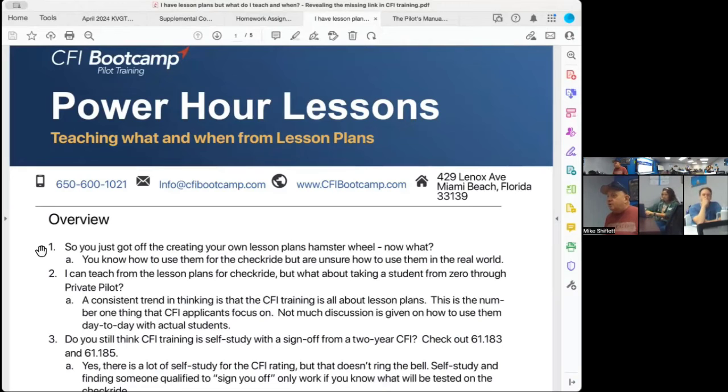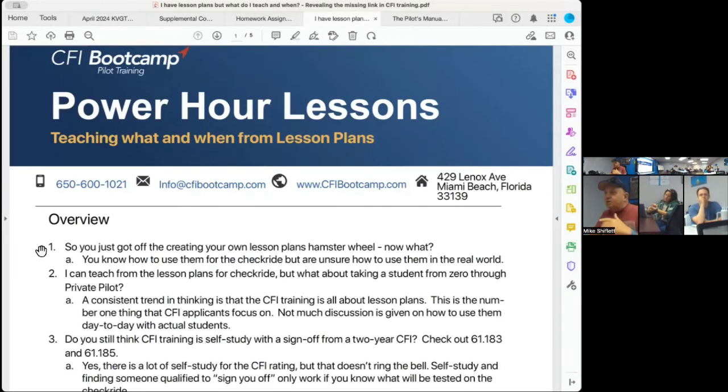By the regulation, 61.183, you must receive ground instruction, not a home study course. You must receive ground instruction on the fundamentals of instructing, covering all the aeronautical knowledge for recreational, private, and commercial pilots. That's what you have to receive, and you can't do that self-study. You may be able to help yourself, but it basically has to be received.